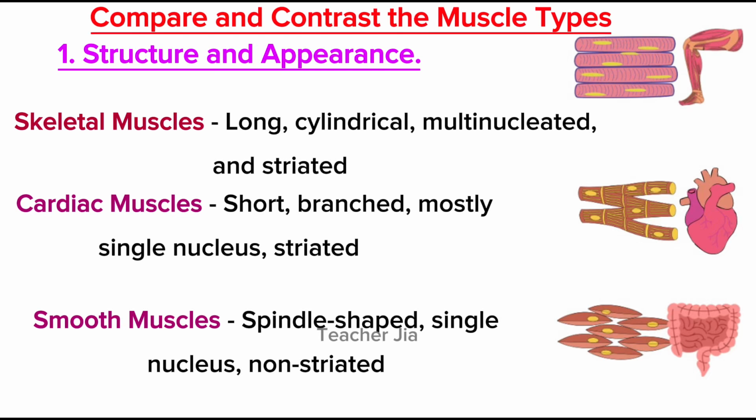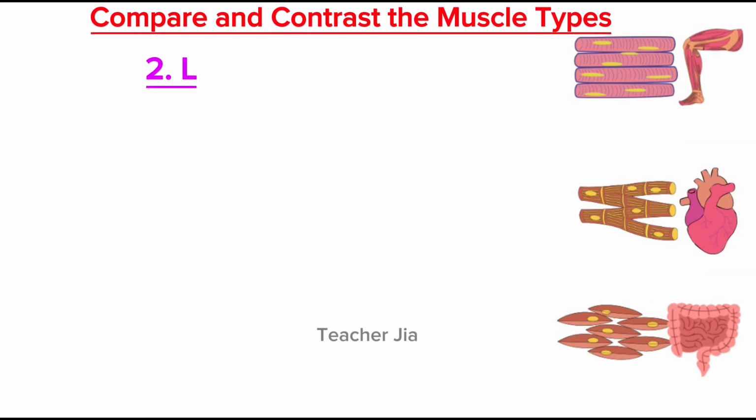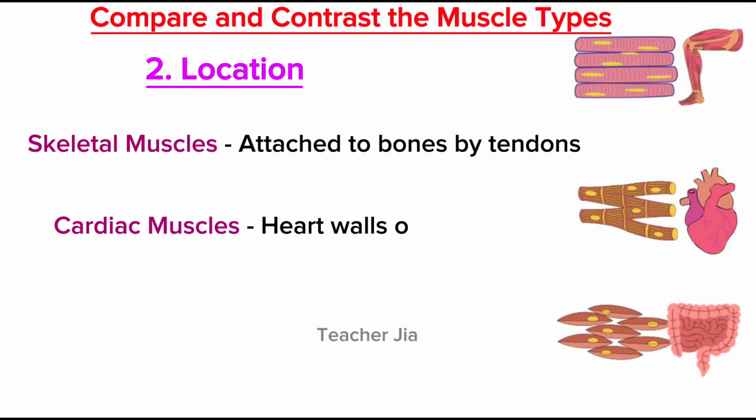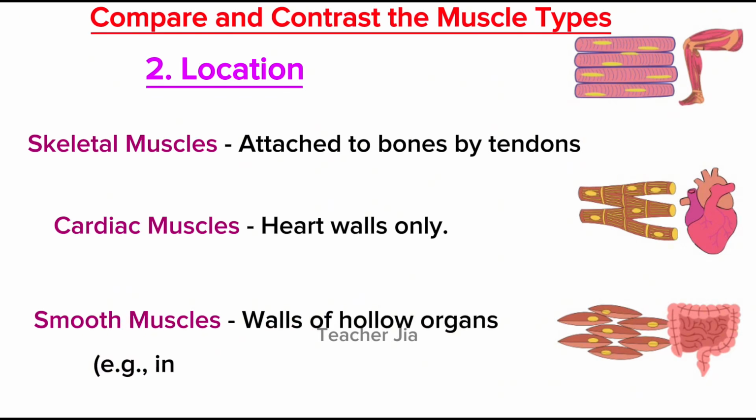So next, let's compare and contrast the muscle types by location. Skeletal muscles are attached to bones by tendons. Cardiac muscles are found in the heart walls only, and smooth muscles are found in the walls of hollow organs like intestines and blood vessels. So that is very straightforward.